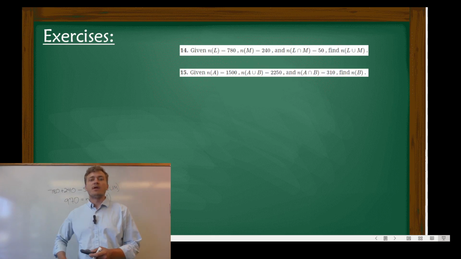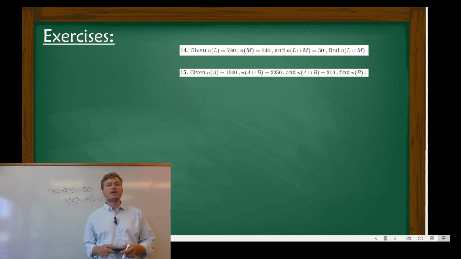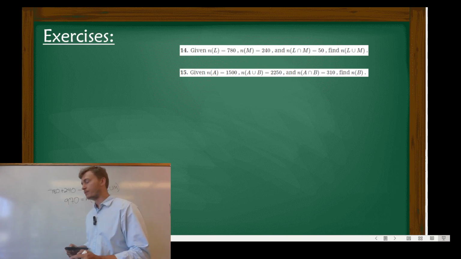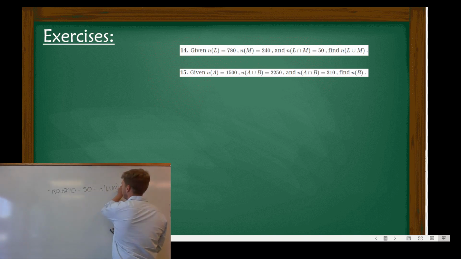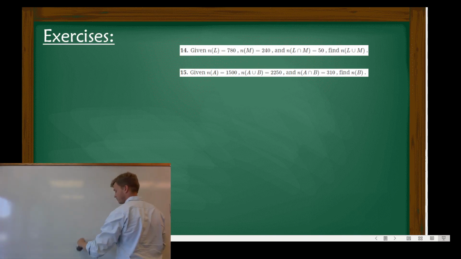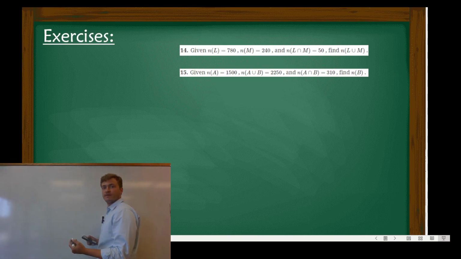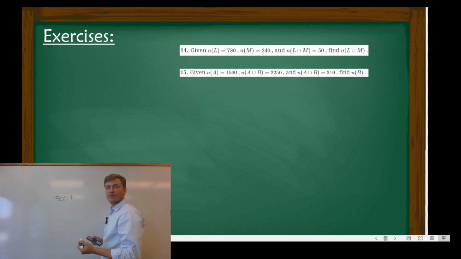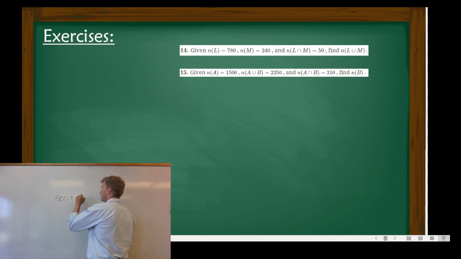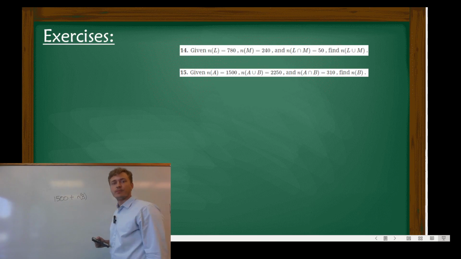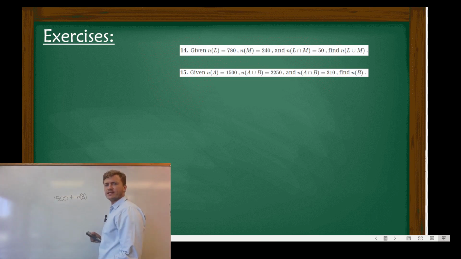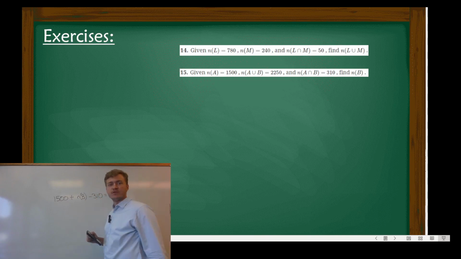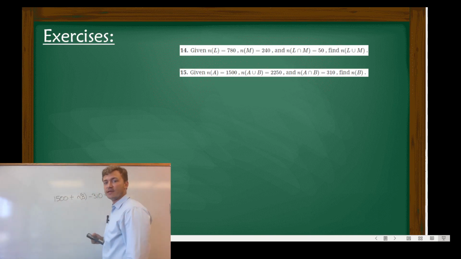Number 15, given n of A, given the union, given the intersection, find the number of elements for B. n of A, 1500, plus n of B, well, that's what we want to know. That's the one that we don't know. Subtract the intersection, subtract 310. And this equals the number that's at the union, 2,250.